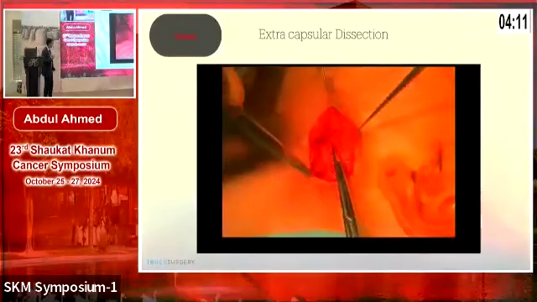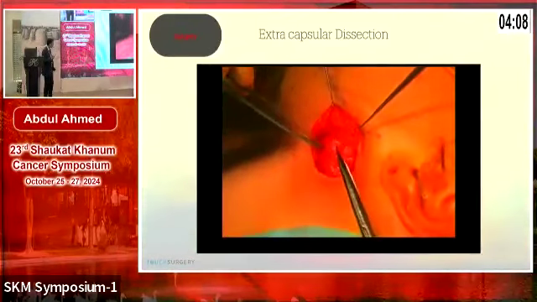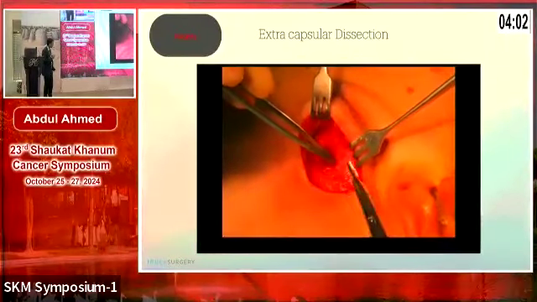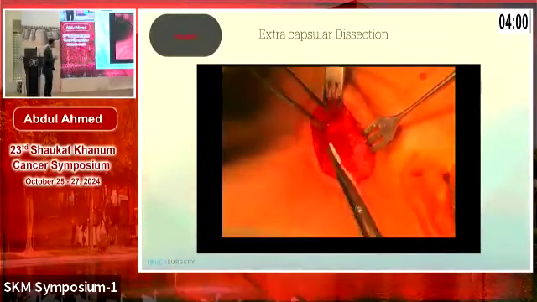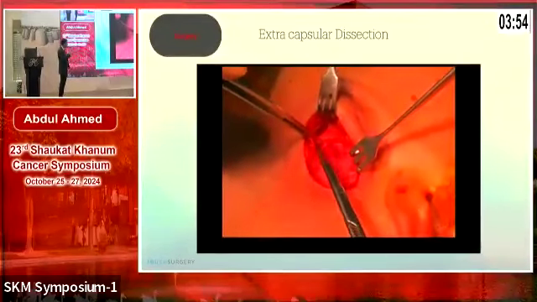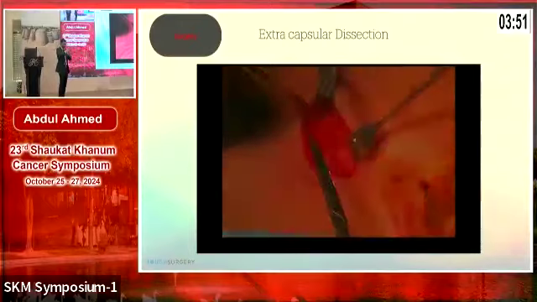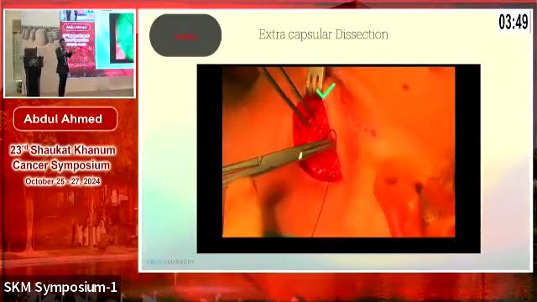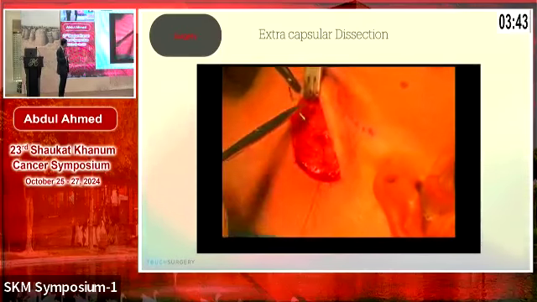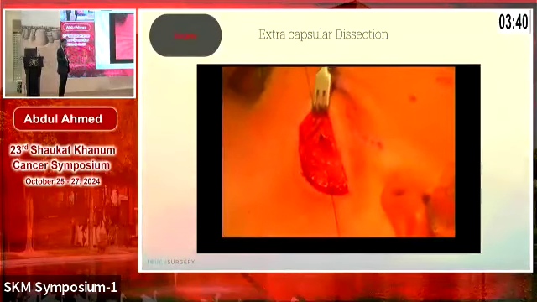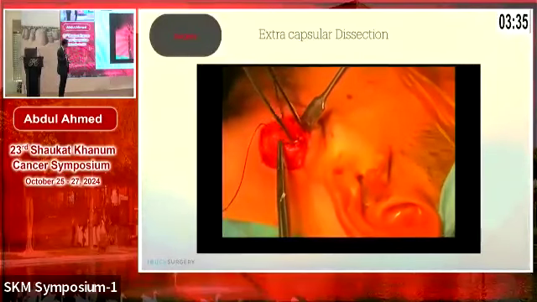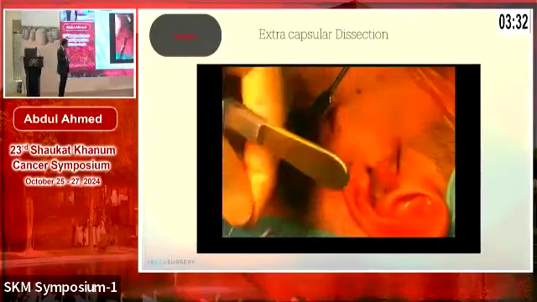And essentially what you're doing is, first of all, lifting the investing fascia. And then once you find the parotid fascia, you go through the parotid fascia in a cruciform way. And then you literally open the parotid fascia out, which you'll see, and I stitch it, yeah? So what I do is I'll stitch the parotid fascia because I'll put that back. The parotid fascia is important because you don't want sialocele and Frey's syndrome. Okay, so there are the stitches.